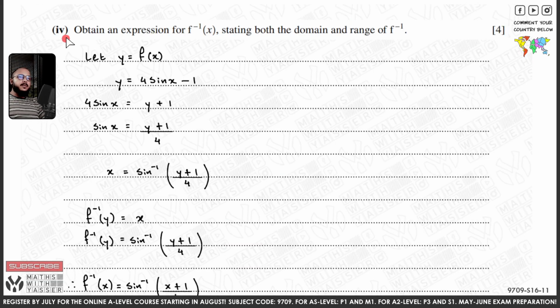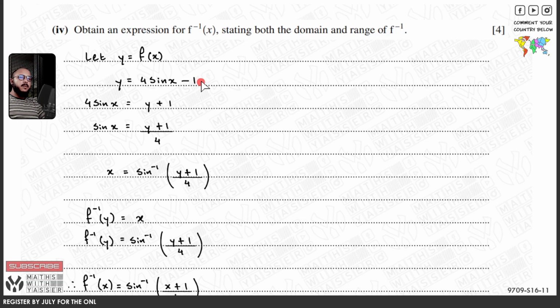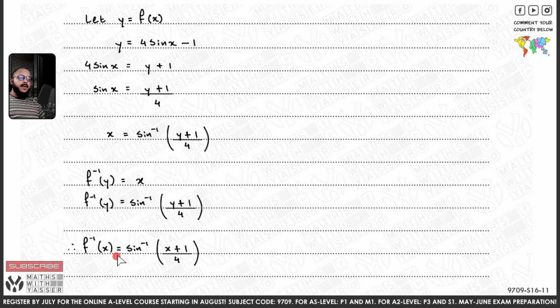In the next part of the question, we need to obtain an expression for f inverse, stating both the domain and range of f inverse. So let's consider y = f(x). So y equals 4 sin x minus 1. So 4 sin x equals y plus 1. Sin x equals (y + 1) over 4. x equals sin inverse of (y + 1) over 4. Now, since y = f(x), that means f inverse of y is equal to x, so we can substitute this x over here. So f inverse of y is sin inverse of (y + 1)/4. Therefore, f inverse of x is sin inverse of (x + 1)/4.